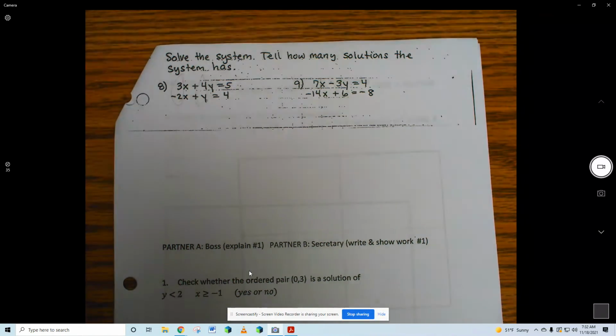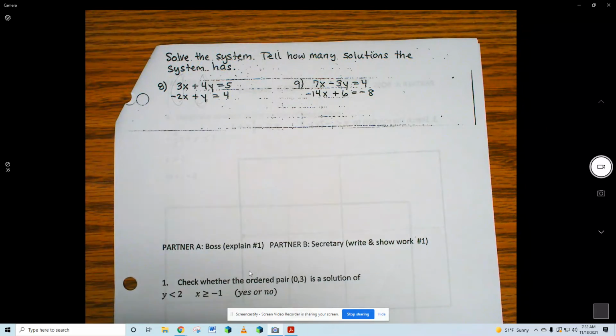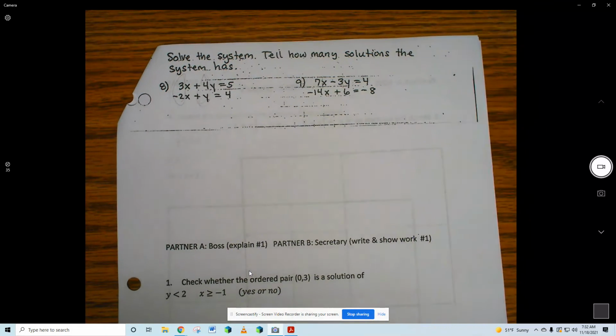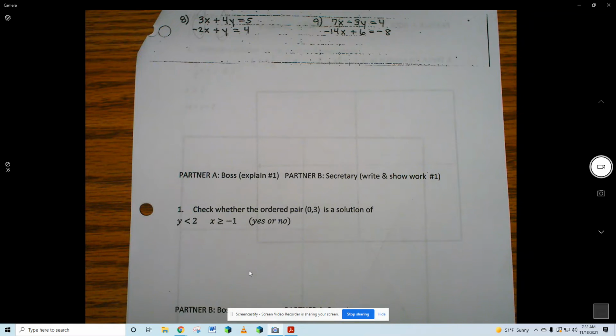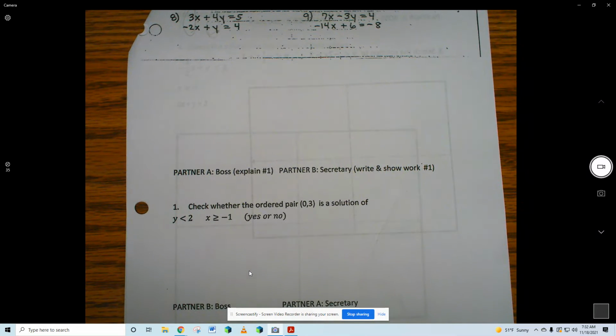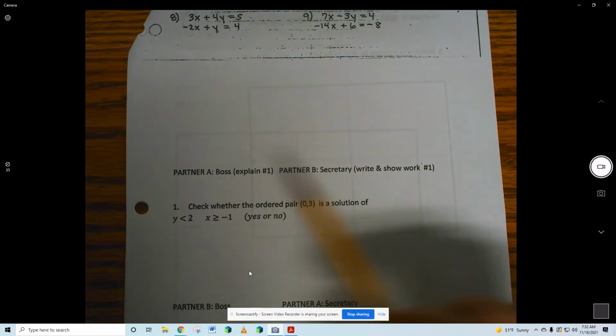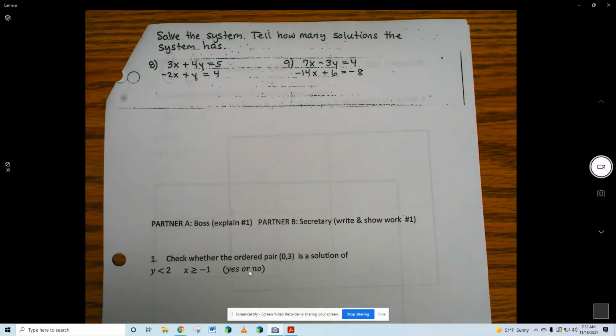So what I would see, we have a good amount of time. Let's do one of these together right now. And then I do want you to do a couple of the boss secretary, which I will explain to you how that works. But here we go.